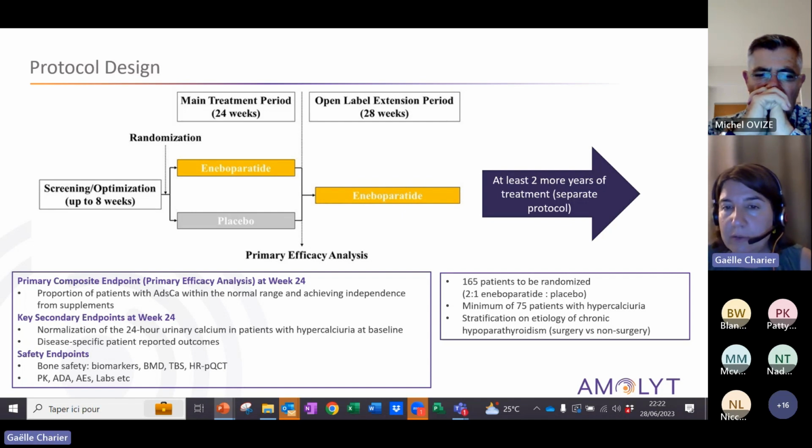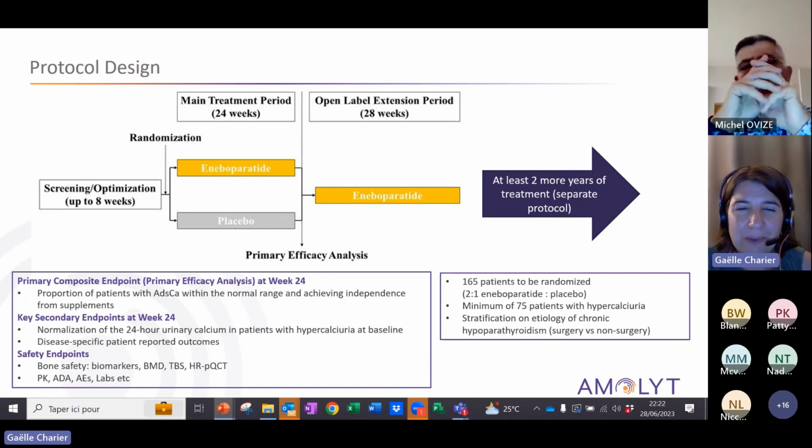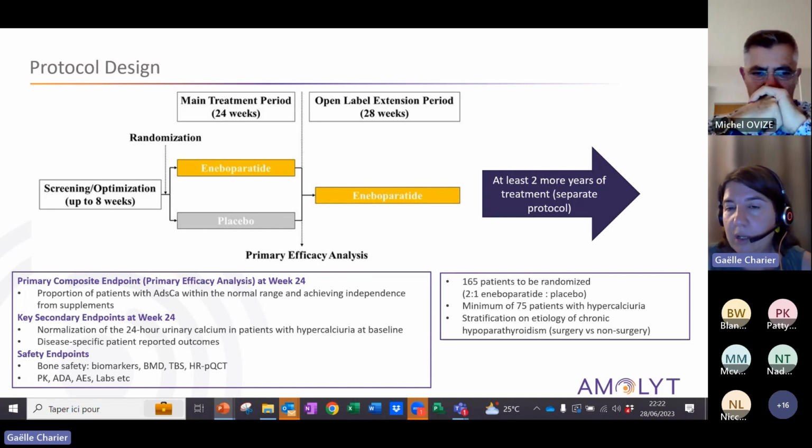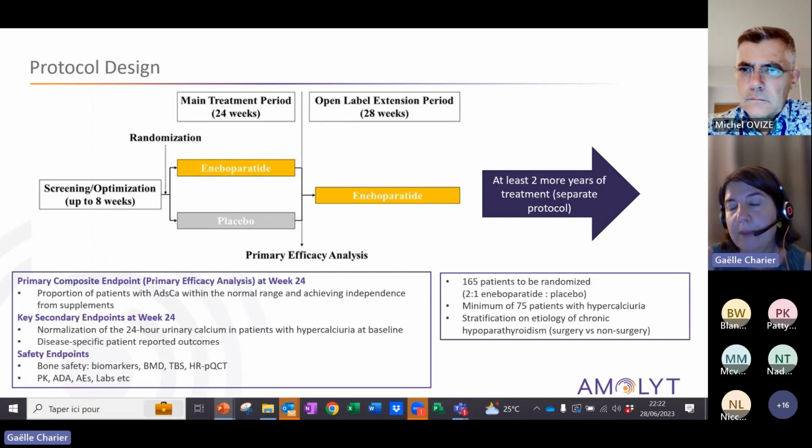This study will enroll 165 patients that will receive the treatment. And to be able to show this secondary endpoint on hypercalciuria, we intend to have a minimum of 75 patients with hypercalciuria at baseline. And in addition, to characterize the population, we will stratify the study based on etiology of the disease, whether patients have hypoparathyroidism because of a surgery or not because of surgery.